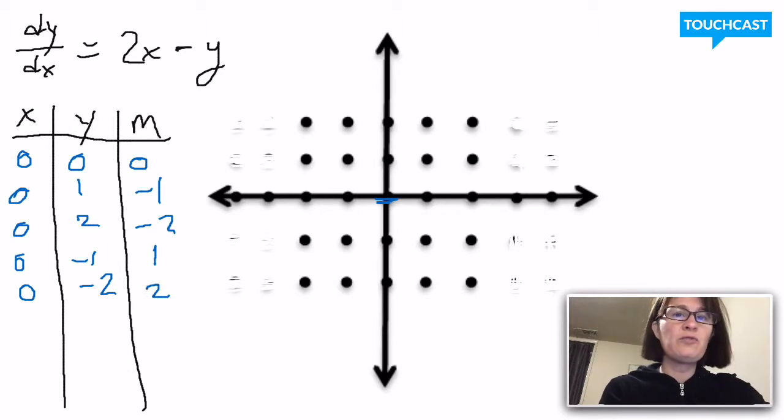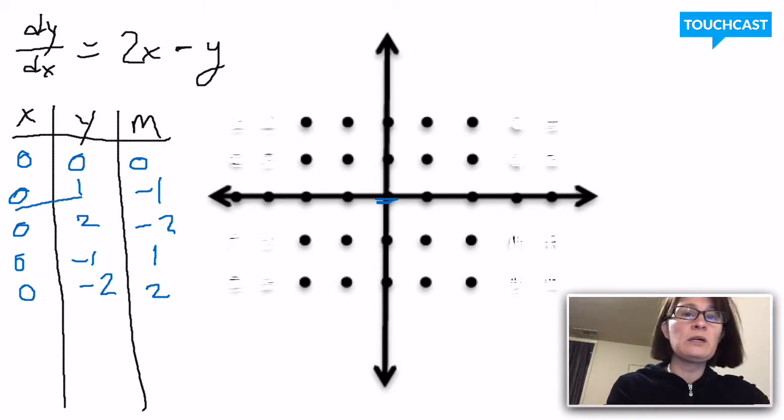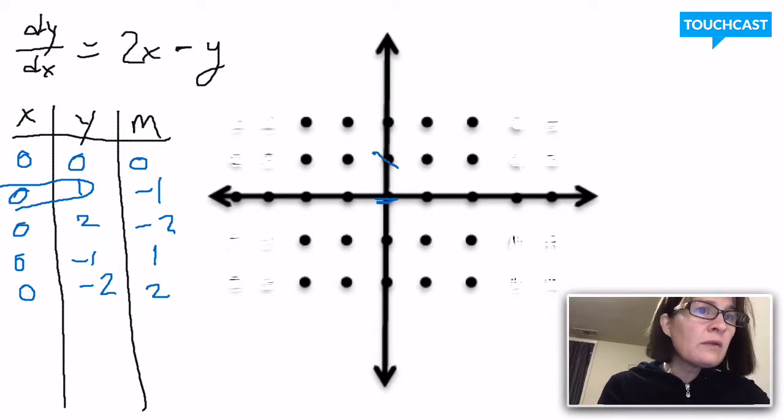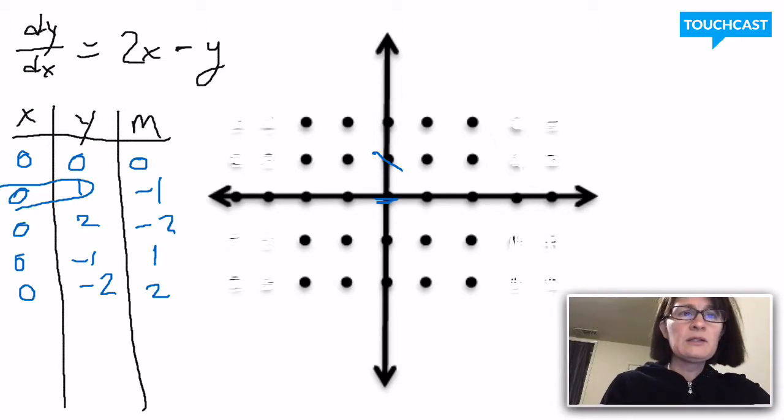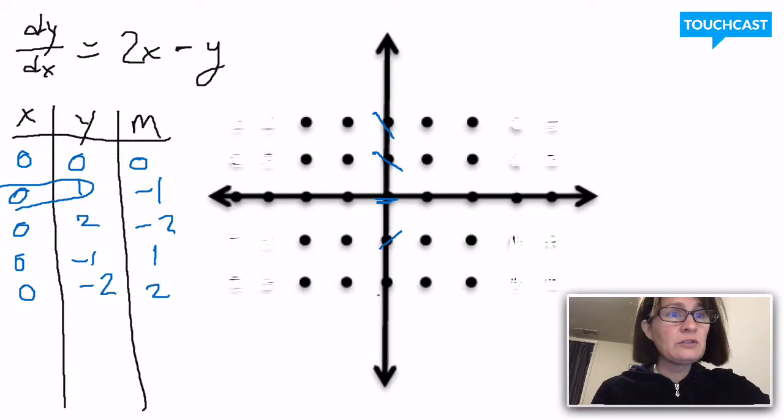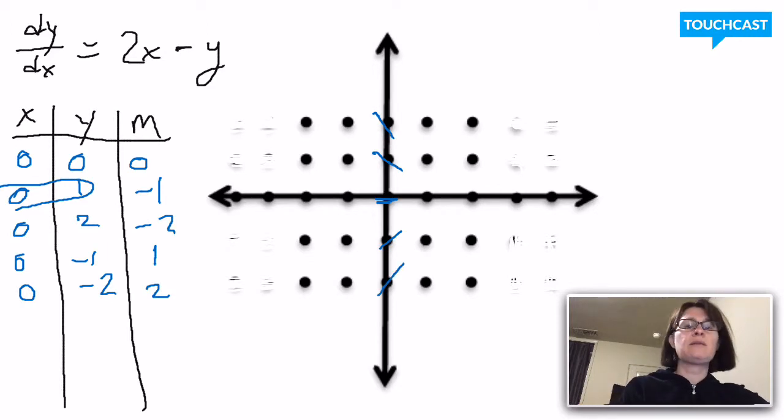So I'm going to come to these 4 ordered pairs that I just filled in the rows for, and draw in the teeny tiny slope segments. At (0, 1), which is here, I need a slope of -1. That's 45 degrees going downhill. The slope of -2 should be steeper and also going downhill. At (0, -1), my slope should be +1, so that's 45 degrees going uphill, and then +2, like that.